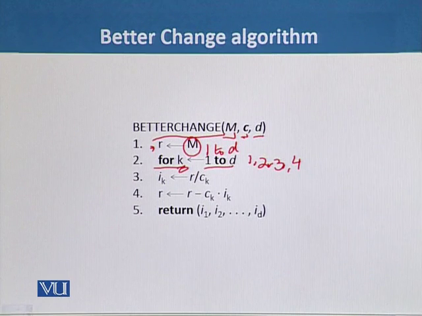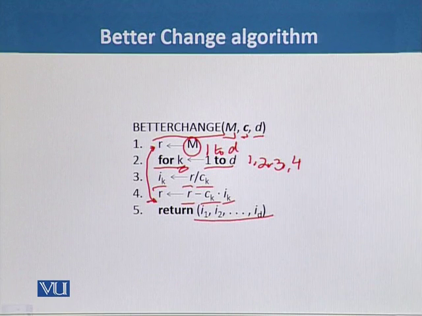The next step is the number of coins, IK, and we assign it the value R divided by CK. The fourth step is to reassign the value of R, which will be R minus CK multiplied by IK. And we will return the value as the number of coins, and that will be the smallest number of coins.